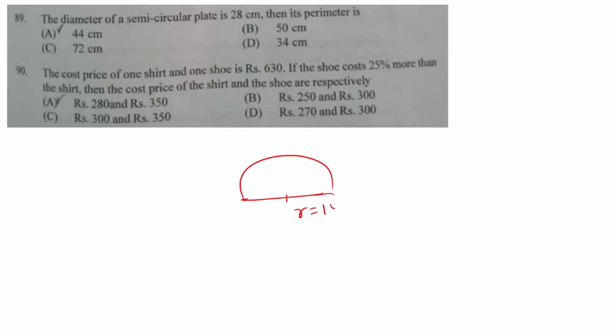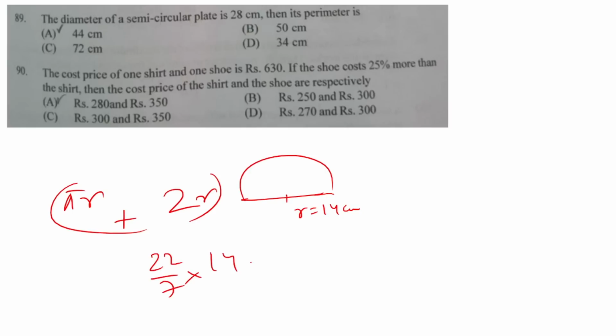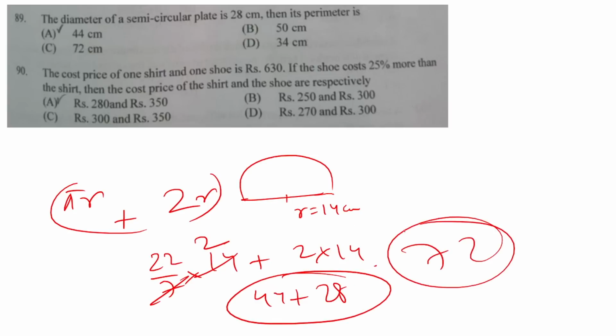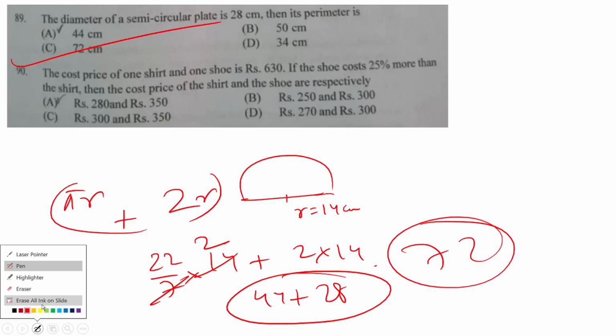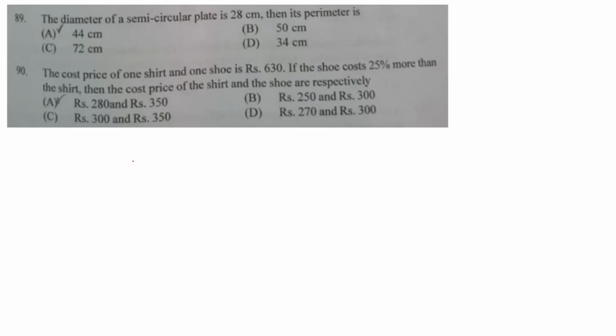Question number 89. The diameter of a semicircular field is 28, so the radius is 14 centimeters. The perimeter of a semicircular body is 2 pi r by 2 plus 2r, so pi r plus 2r. Pi is 22 by 7, so 22 by 7 into 14 plus 2 into 14 is 44 plus 28, which is 72 centimeters. That is the answer.